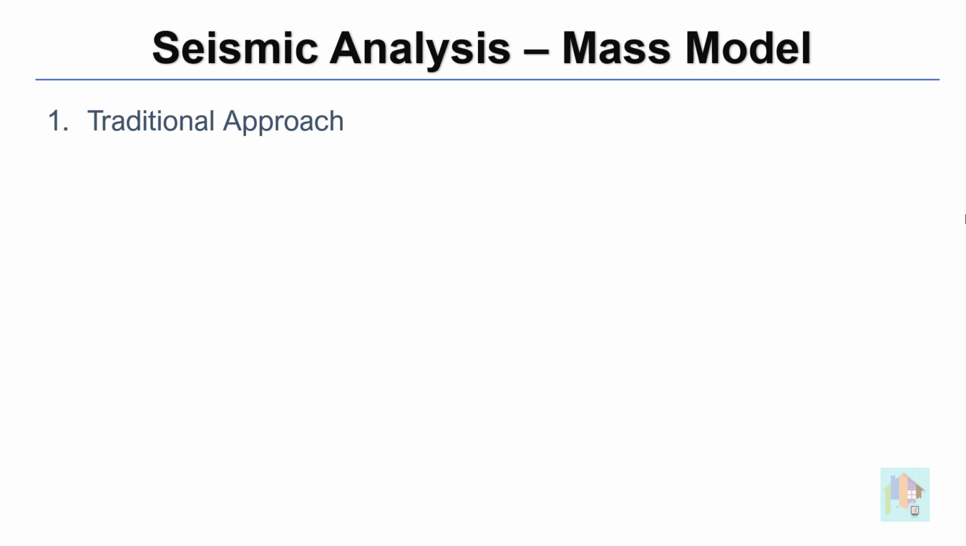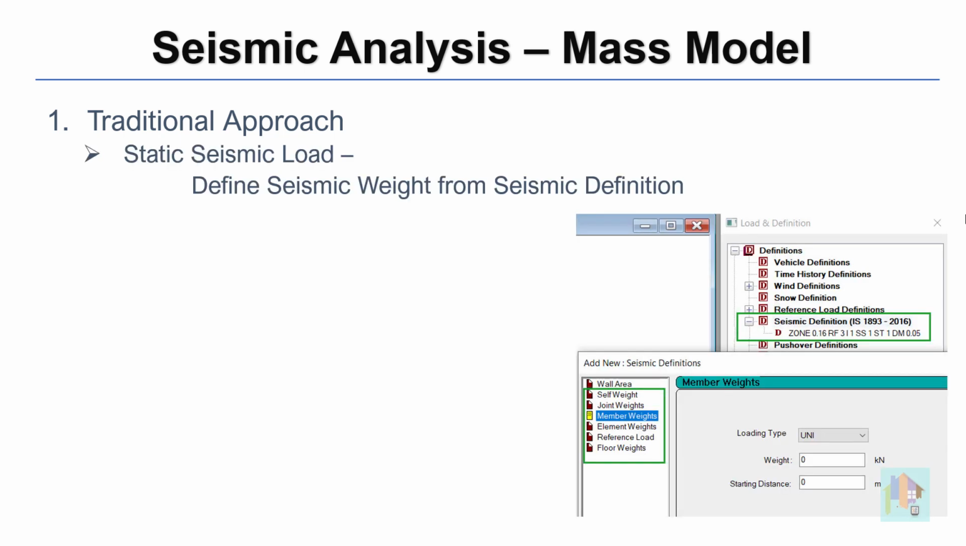There are different methods available in STAAD to define the seismic weight. For static analysis, we can add the weight under seismic definition. One common approach is to copy the gravity loads from the dead load and live load case, paste them under seismic definition, and then change the syntax using the input editor. This is really time consuming.